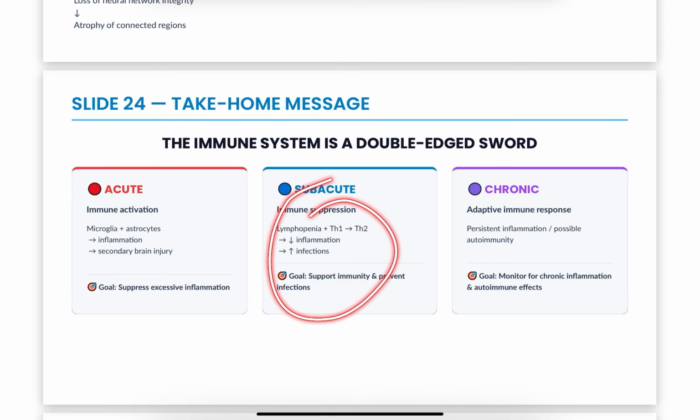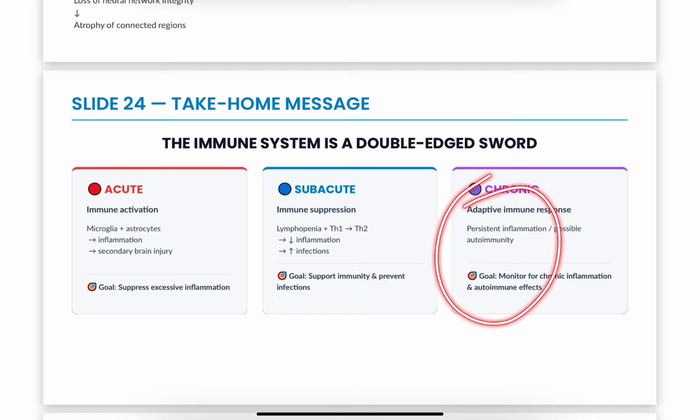Then for the subacute phase, the problem here reverses. We called it the OP. Why did we call it the OP? Because it developed immunosuppression, lymphopenia, a shift between T helper 1 and T helper 2. Reduced inflammation could be beneficial for protecting the brain, but also worse because it makes it more prone to infection. We're just repeating ourselves here, basically. And we need to support the immunity and prevent the infection in this case.